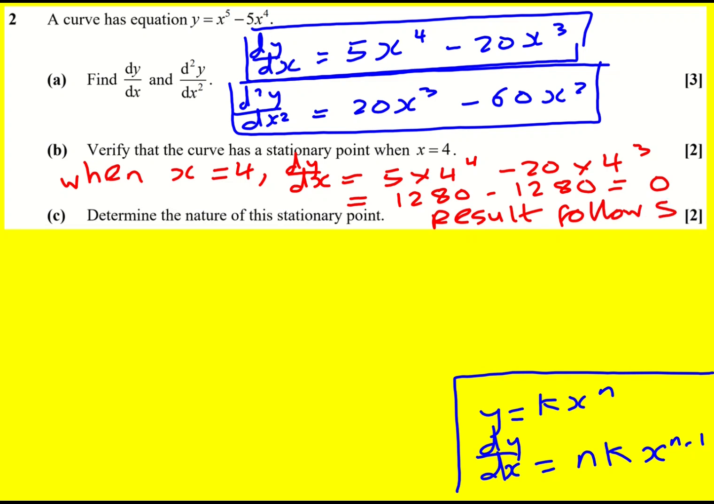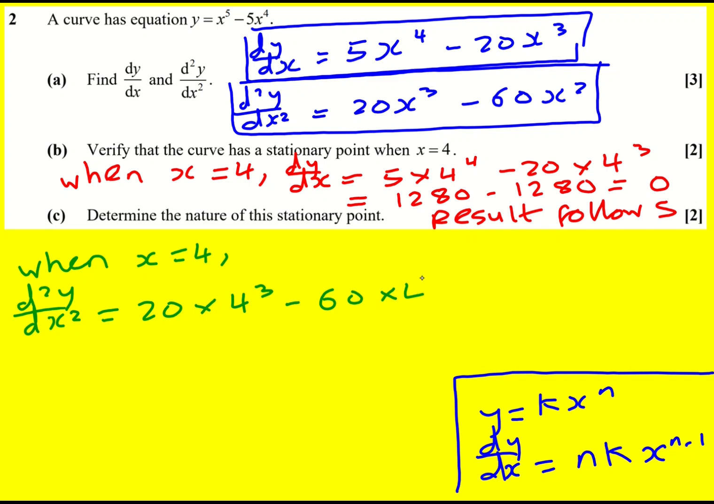Determine the nature of the stationary point. So for this, we can use the second derivative. So now 20 times 4 to the 3 minus 60 times 4 squared. And that ends up becoming 320. This is greater than 0, and that means it's going to be a minimum.